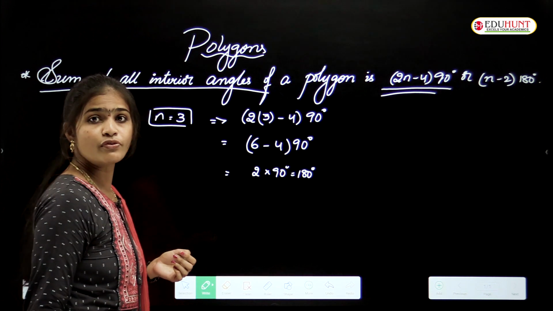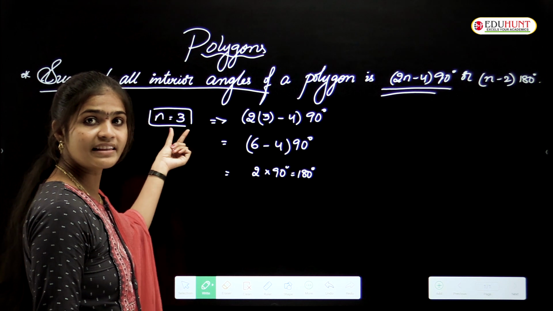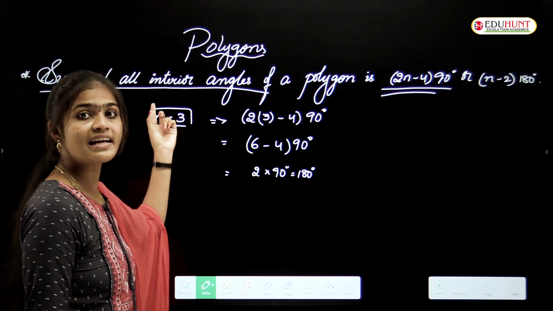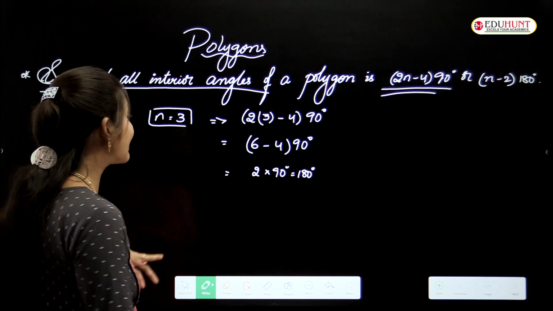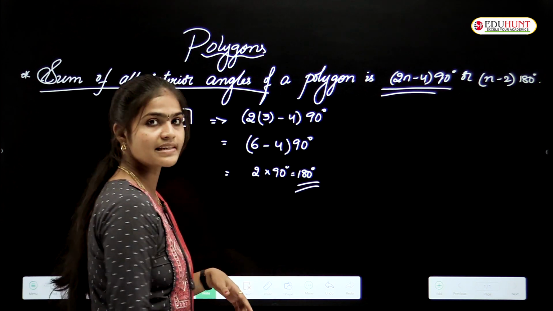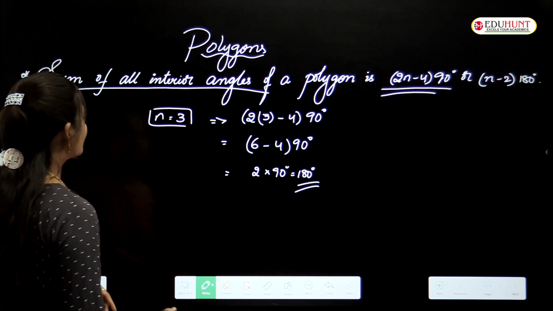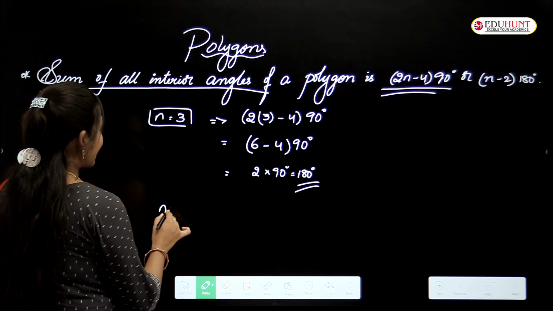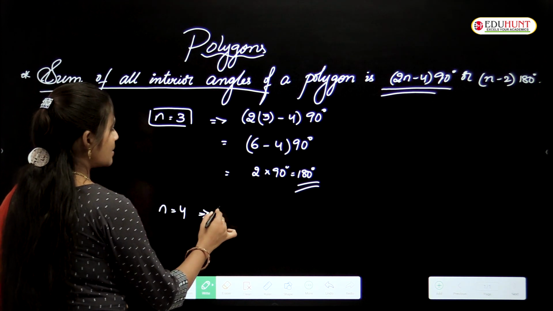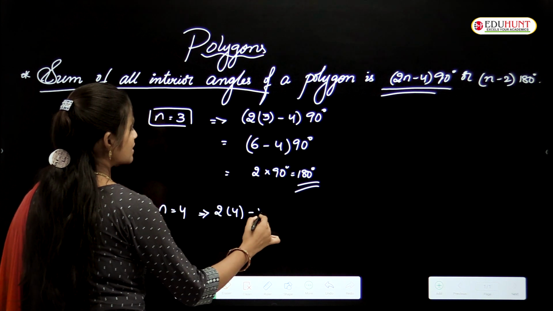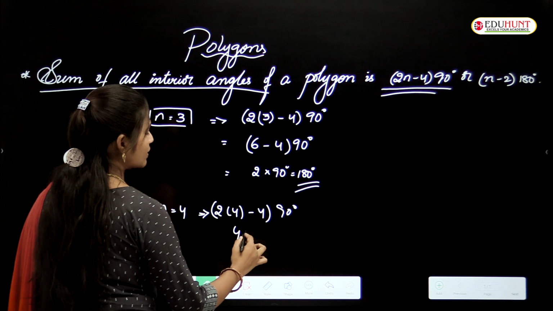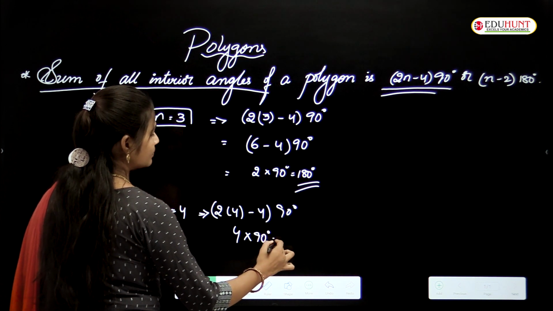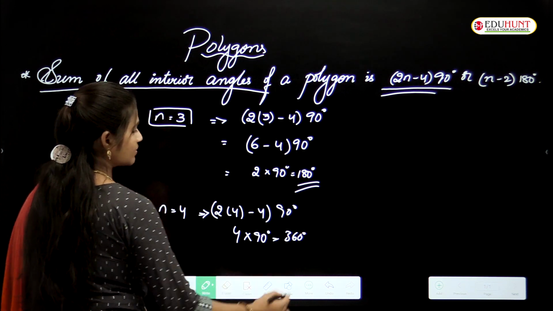So we know that the sum of all interior angles of a three-sided figure, which is nothing but a triangle, is 180 degrees. Next one, for example, take n equals 4. Again the same process: 2 into 4 minus 4 into 90. 2 fours are 8, minus 4 is 4, into 90, which equals 360.